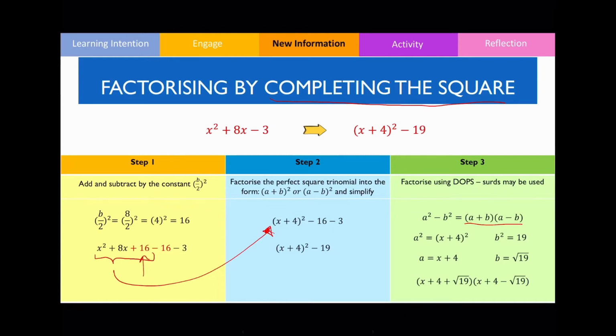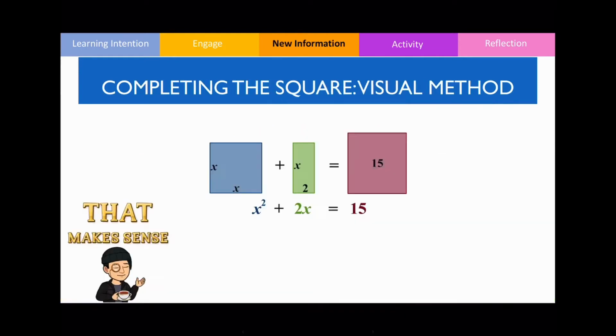I'm going to show you another way of how you can understand what completing the square is, and I'll show you this using a visual approach, okay? This is a visual way, or a geometric approach, for you to understand what completing the square is, okay?